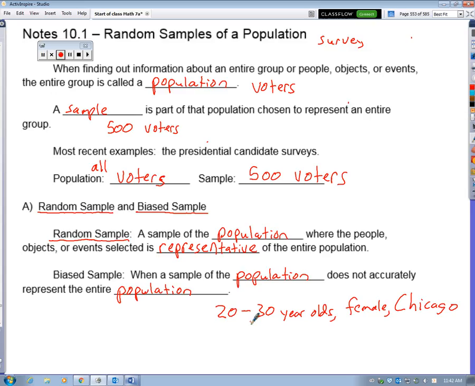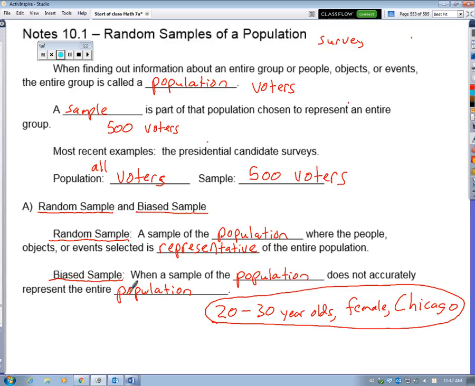If a survey company asked just this group of people who they wanted to vote for, and then said that everyone in America was going to vote the same way they did, that would be a biased sample. These people wouldn't really represent all the voters across America, because you have people living in different areas. This is just one specific age group, one gender, and people living in one place. So that would be an example of a biased sample, where it's just one group of people that does not accurately represent everybody in the entire group.